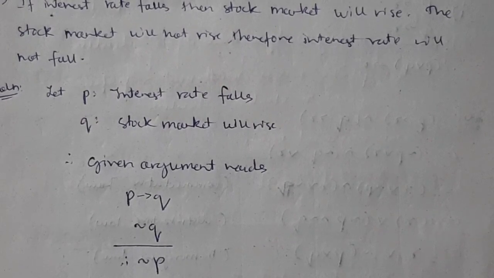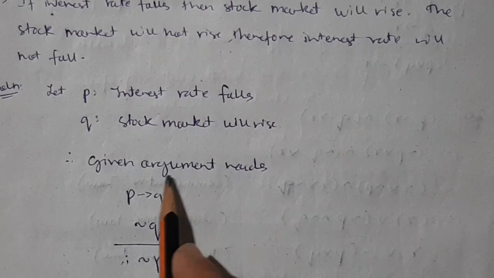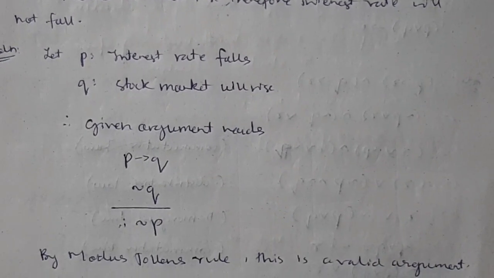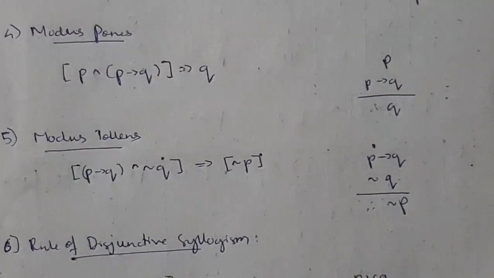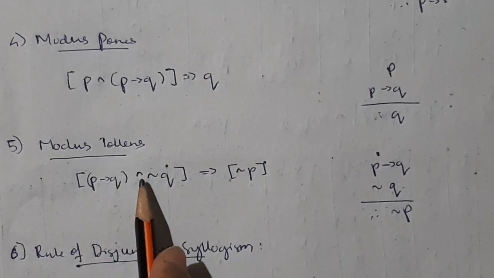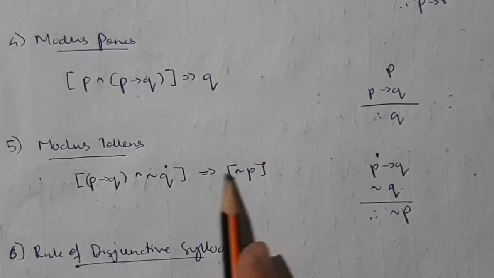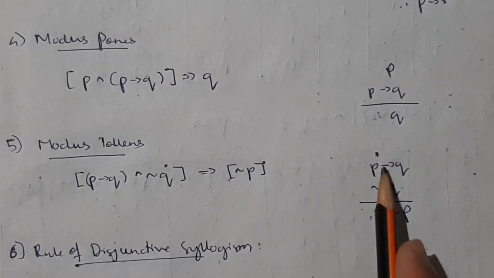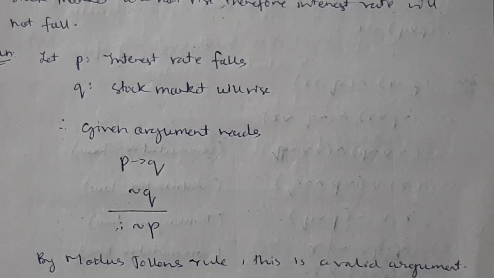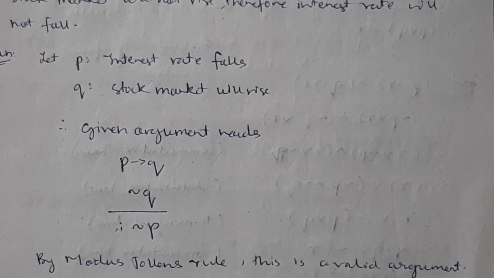Then what we need to do? We need to look up the rules of inference and see if this condition is true or not. Okay. See, by modus tollens rule, this is a valid argument. So what is modus tollens rule? See here. In modus tollens rule, you will have these things. See here, it is P conditional Q and not Q. Okay, that is logically equivalent to not P in this form. Okay, so that's the same thing here. By modus tollens rule, this is a valid argument.